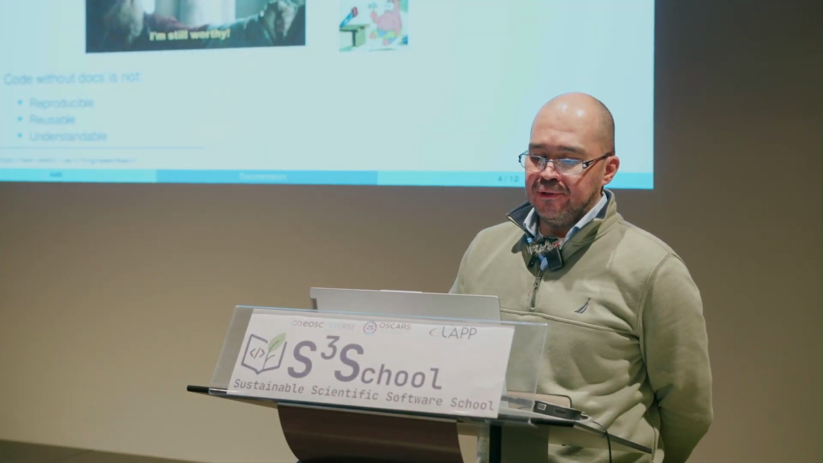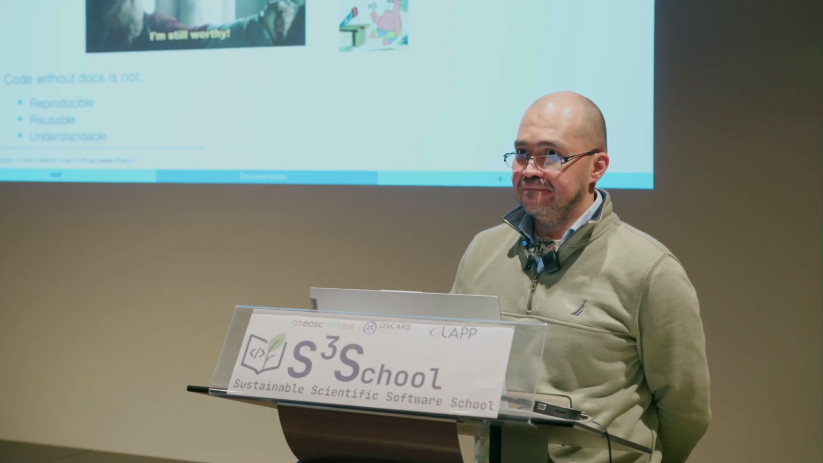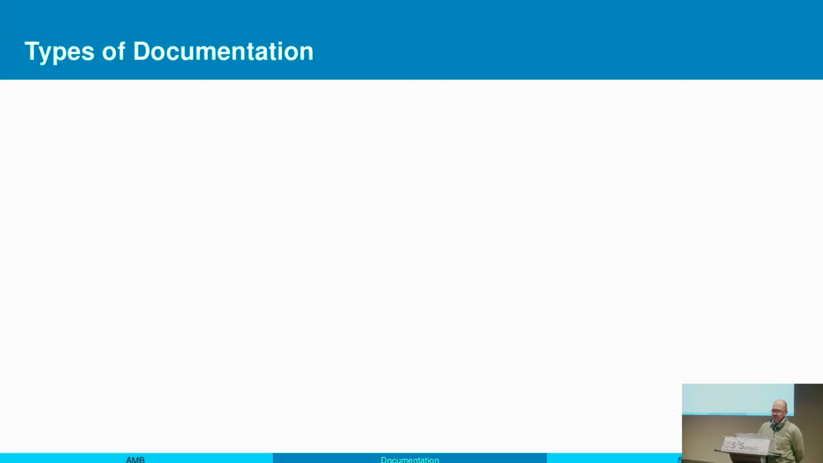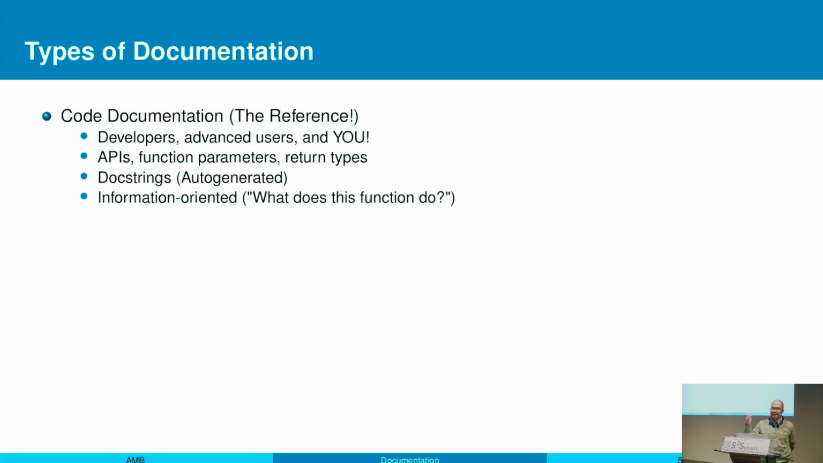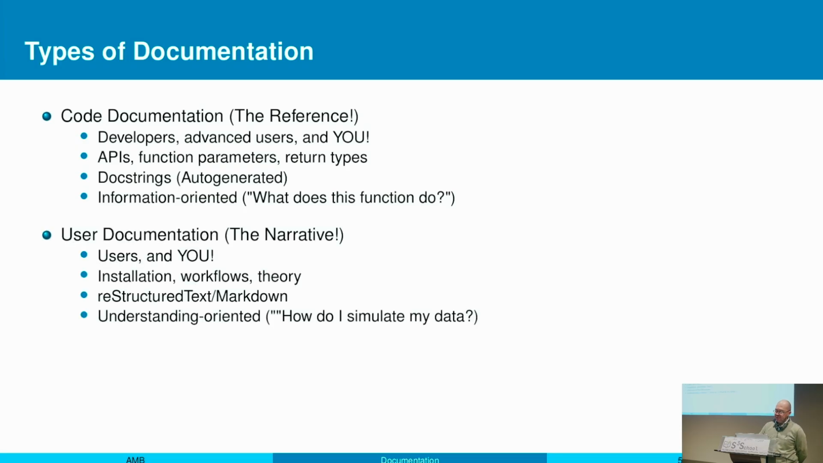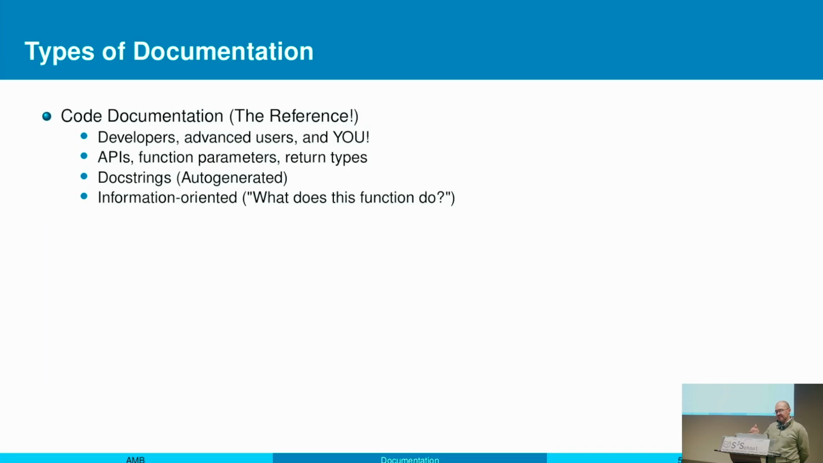That's going to be the most important user of your own code. So there are 3 types of documentation. In general, there's the code documentation, the user documentation, and tutorials. Let's start with the code documentation, which is basically the reference. The audience of this code documentation are developers, advanced users, and you.